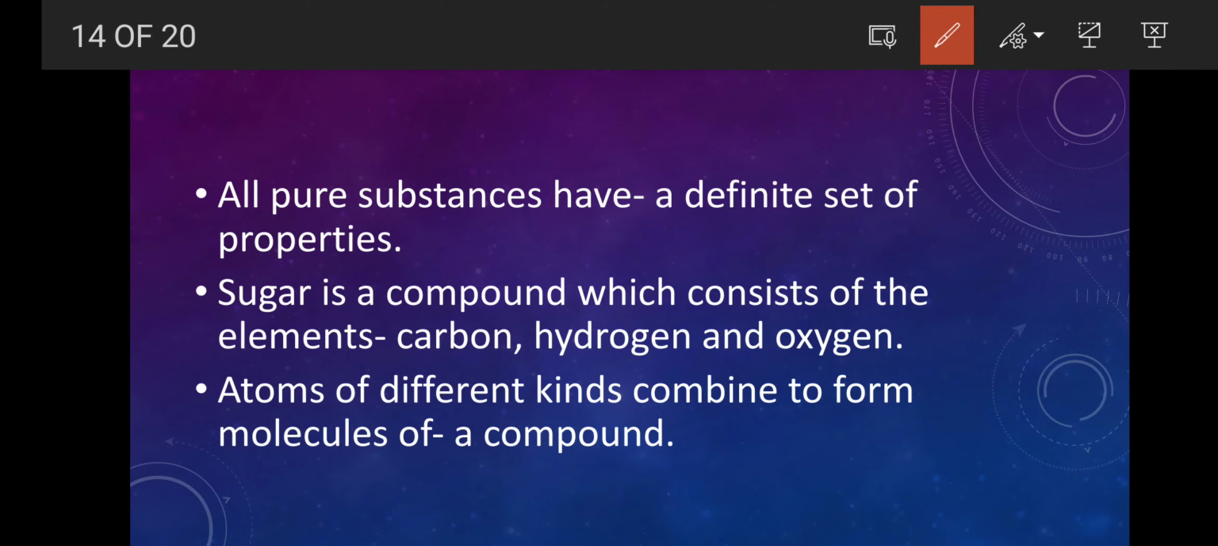All pure substances have what? A definite set of properties. So this is the part of the answer. Many choices are there. Clear? This can become a multiple choice question. So many choices are there, where out of all the choices, this one will be the correct answer.